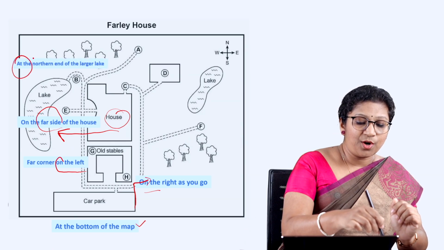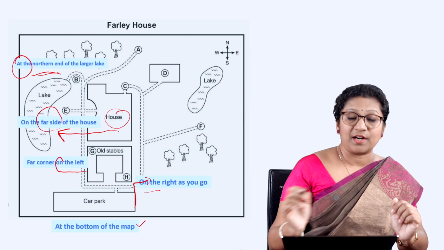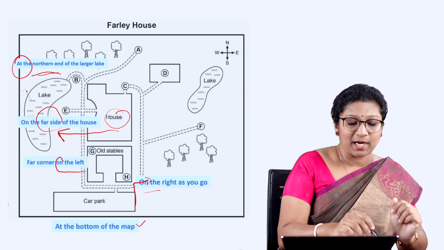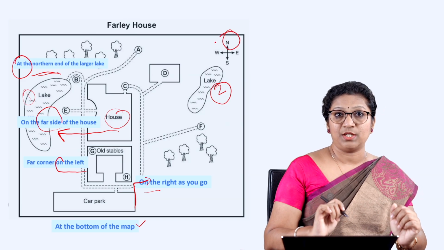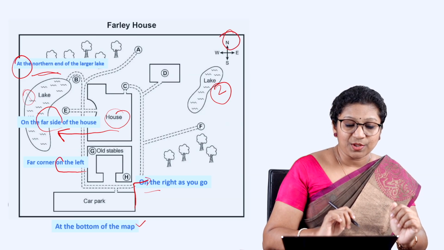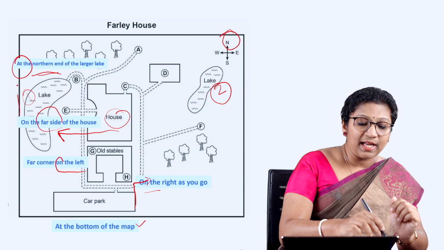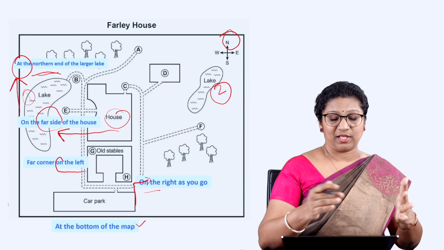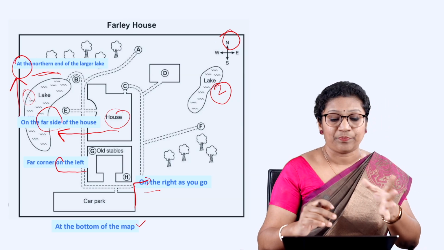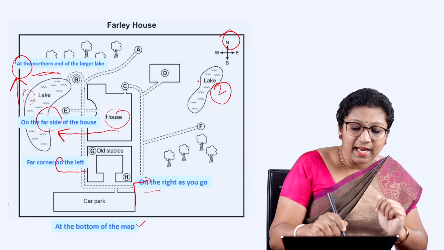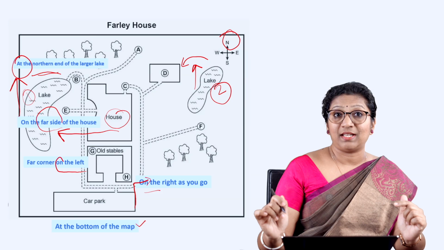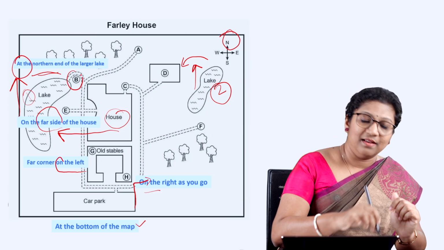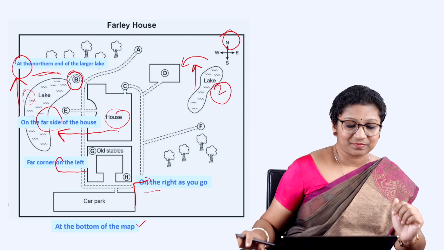At the northern end of the larger lake. So you have two lakes here, one, and we have another lake here too. We know the compass point north is already here. So at the northern end of the larger lake. Because there are two lakes given, which one? Because northern end of this lake would be maybe D. So northern end of the larger lake would be B, right?